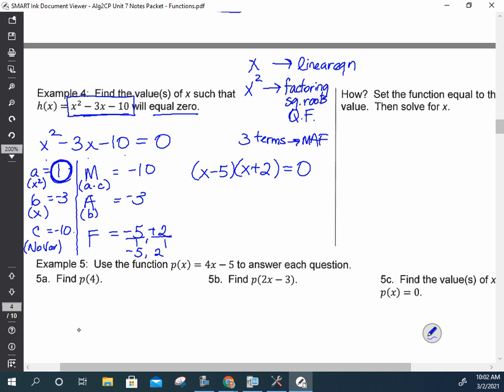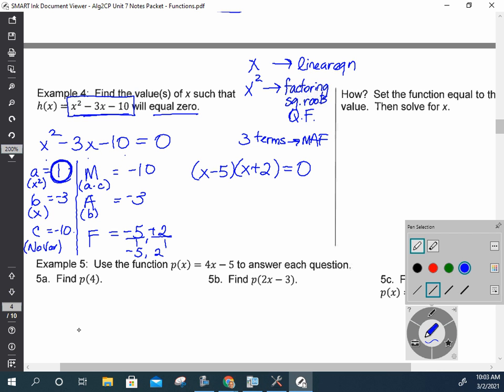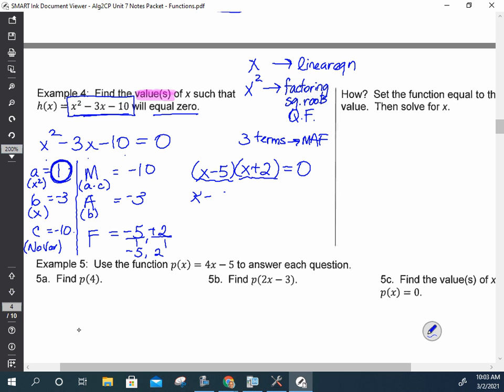We're not done. All we've done is factor it. Remember, this said find the values of x, so that means we need actual numbers. So now let's solve it out. Take each factor, set it equal to 0. So take each part, set it equal to 0.